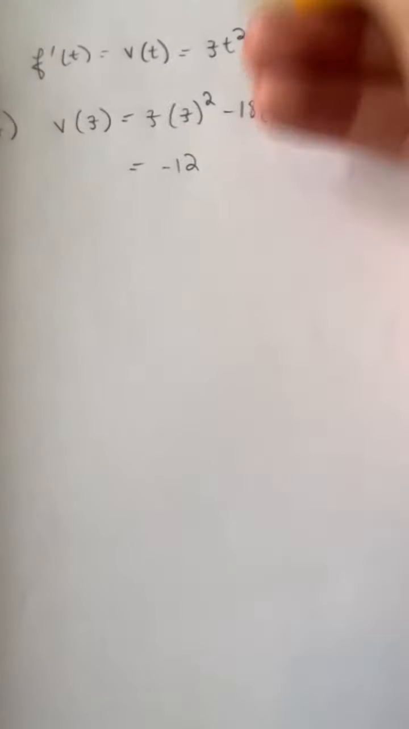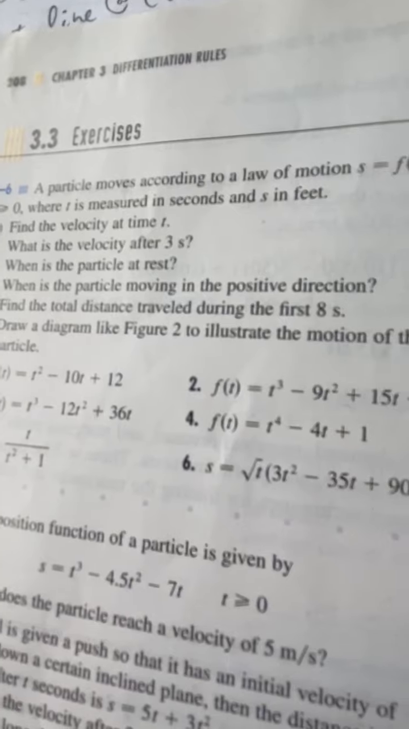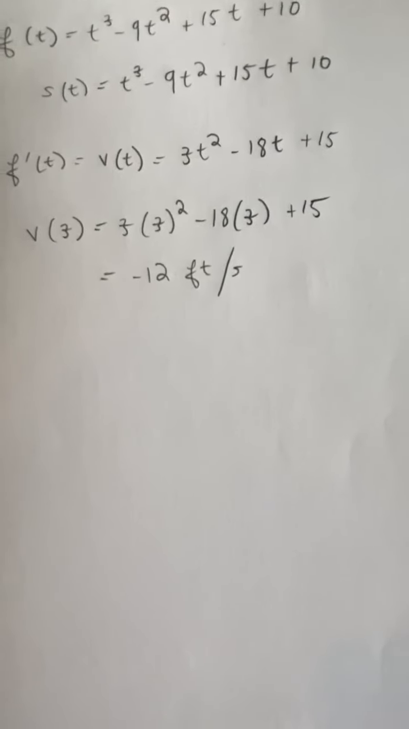And so you might be asking, negative 12 what? And the answer to that is feet per second. So they tell you here that t is measured in seconds and s is measured in feet. So our velocity is going to be in units of negative 12 feet per second.